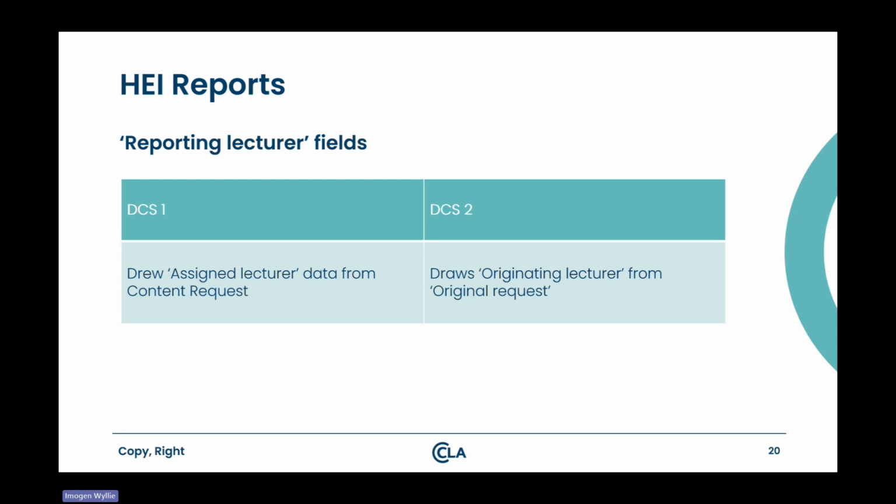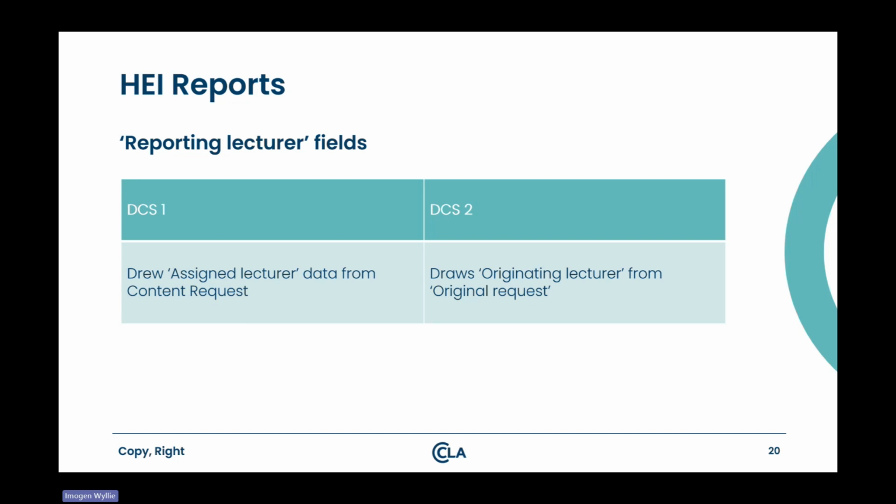Now actually neither in the old nor in the new do we have a field called reporting lecturer. And it has changed a little bit, to be honest. This was a bit of a surprise to us. So in the old DCS, reporting lecturer drew the data from the assigned lecturer data from the content request. So that was the lecturer that you had put underneath the course as the lecturer for that particular content request.